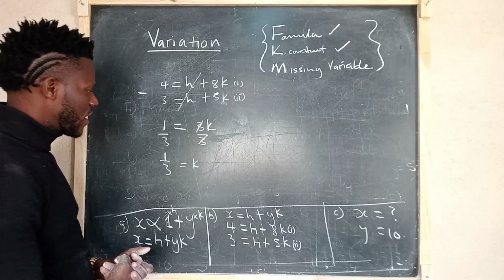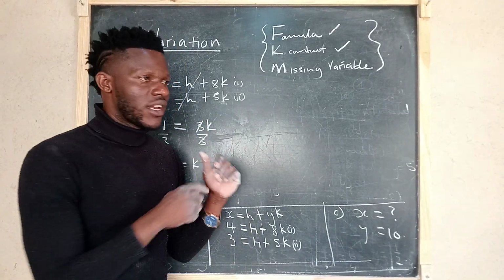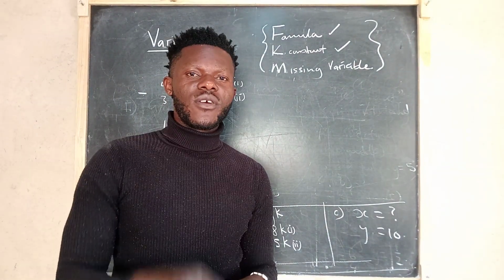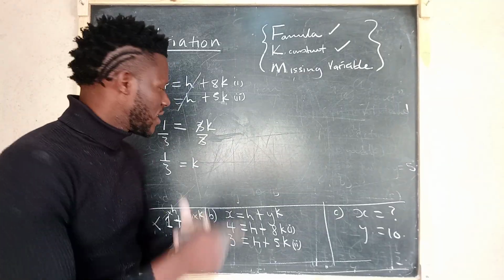Then we get the value of k. So it shows that before you go through this tutorial on the topic variation, you must go through the tutorial on how to solve simultaneous equations. Mathematics follow a certain order.